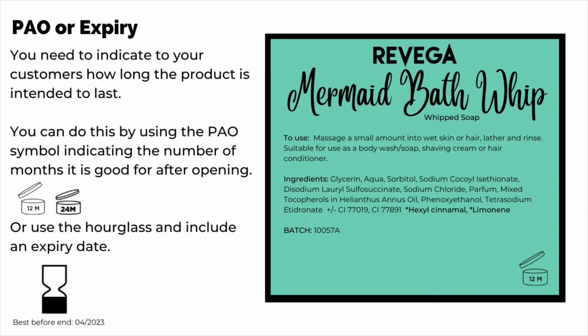You need to indicate to your customers how long your product is intended to last. You can do this using the period after opening symbol, which looks like a little tub with a lid coming off, and indicating the number of months that it is good for after opening within that. Or you can use the hourglass and include an expiry date and a best before end underneath it.